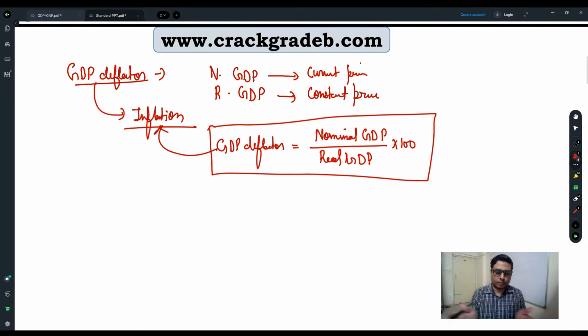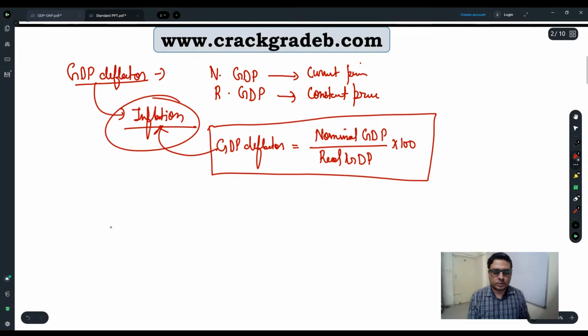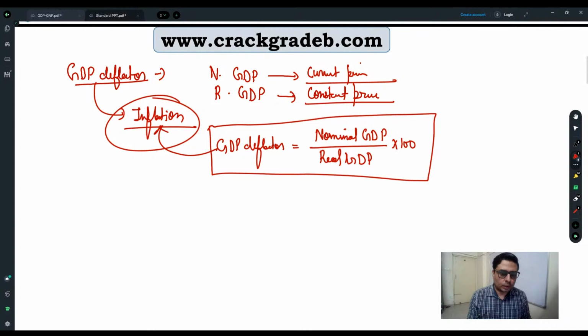How it is deflating from the real to nominal, from nominal to real. What is deflation? Deflation means change. So this is why it is known as inflation. Why? Because it is based on current and constant price. Why is it known as a deflator? Because it is a deflation from constant price to current price. That is why it is known as GDP deflator. I hope you are getting this thing. Why is it called a GDP deflator? Because it's a deflation from the constant price to the current price.